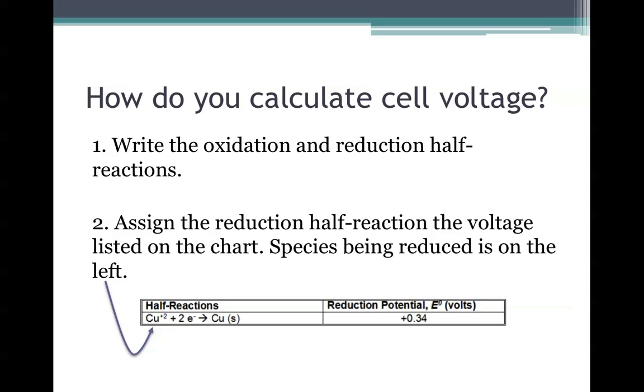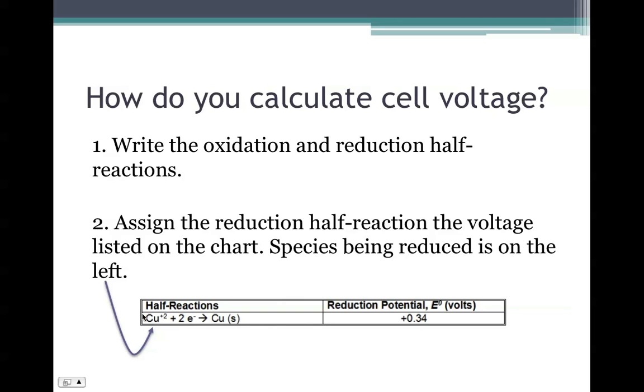So how do you calculate cell voltage? Well, just like we've done in the last few units, you're going to be writing the oxidation and reduction half reactions that are occurring in the cell. You're going to assign the reduction half reaction the voltage listed on the chart. So I'm going to be providing you a chart in class. This is one line of that.